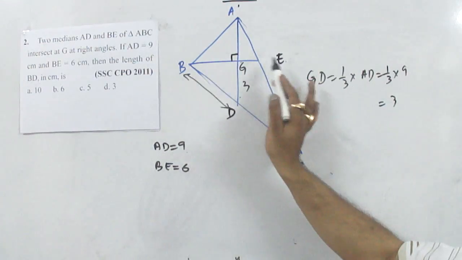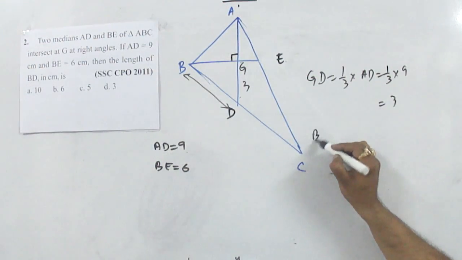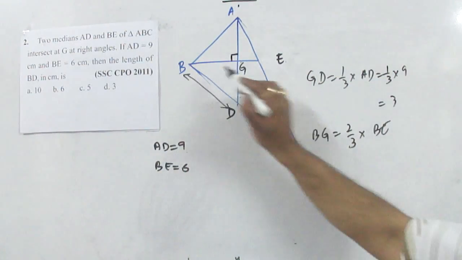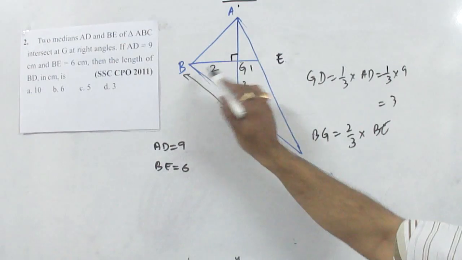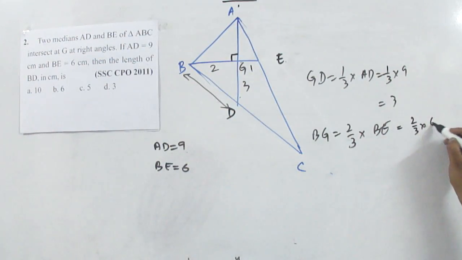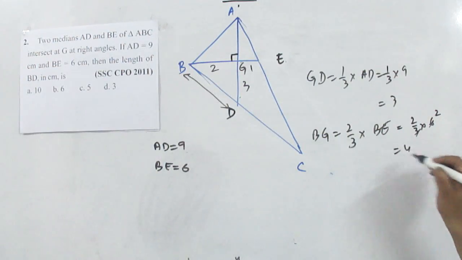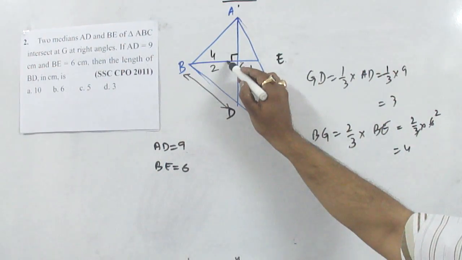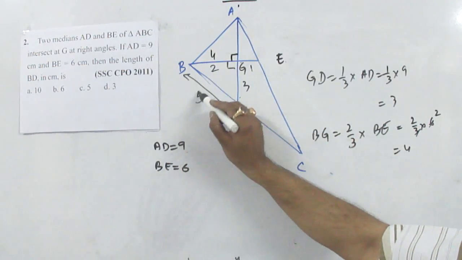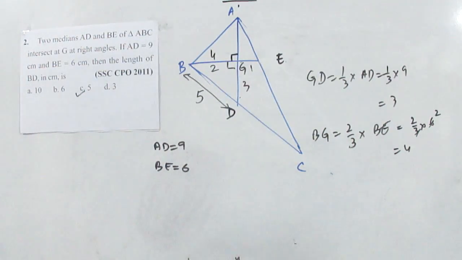Now BG is 2 by 3 of BE. As we said, the ratio of this part is 2:1. BE is 6, so 2 by 3 into 6 is 4. So this side is 4, this side is 3. This angle is 90 degrees. Using Pythagoras, with 4 and 3, this would be 5. Hence our answer is 5. It is a very good question, note it. I am going to discuss the next question.